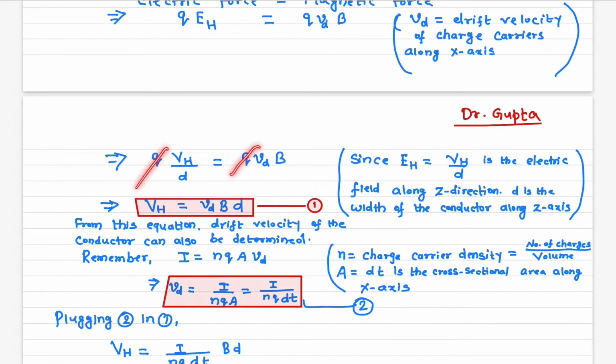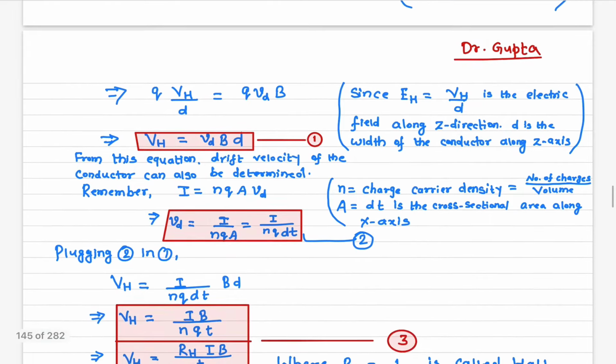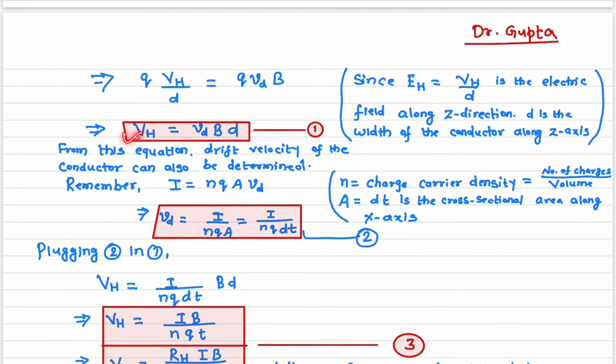This Q and Q cancel out, and the VH is given by this equation. Now this is called the Hall voltage here.